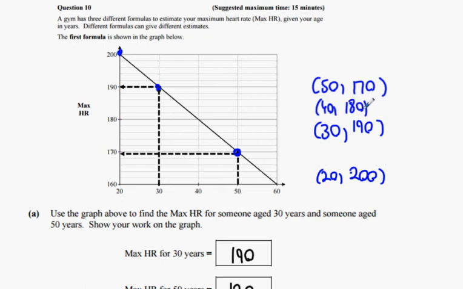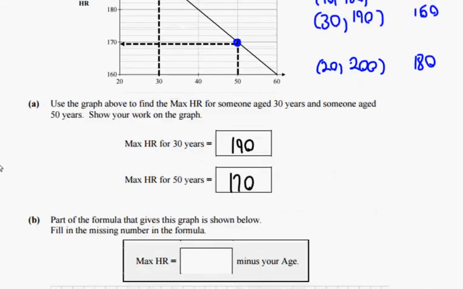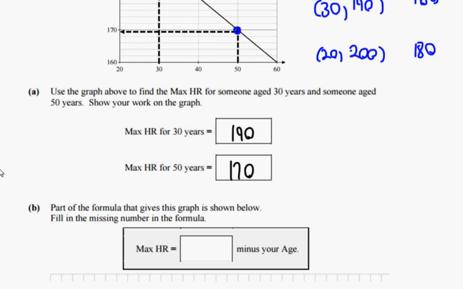So, it seems to be, there's always a gap. There's a gap of 120 in the first one, 140 in the second one, 160 in the third one. So that's a gap of 120, 140, 160, 180. Okay, so the formula is shown below. Fill in the missing number.